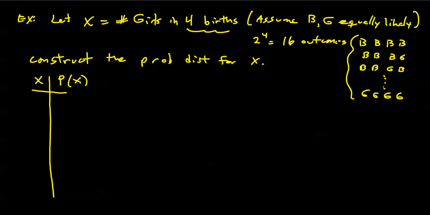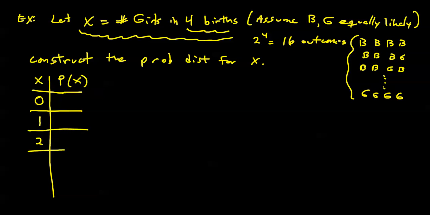X is a discrete random variable because x can take on a finite number of values. We're taking on the number of girls in 4 births. What's the minimum number of girls you can have in 4 births? That, of course, is 0. You can have 1 girl in 4 births. You can have 2 girls in 4 births. You can have 3 girls in 4 births. And, of course, you can have a maximum of 4 girls in 4 births. So we've got 5 possible values for our number of girls in 4 births.